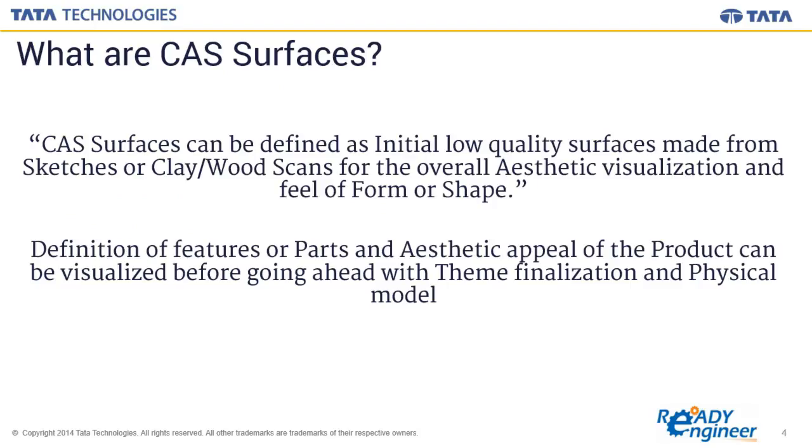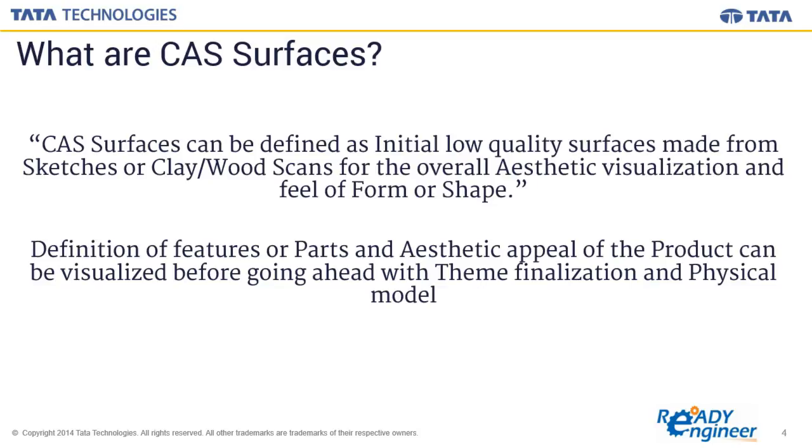Now, what are CAS surfaces? In my other sessions, I have talked about CAS surfaces and Class A surfaces a lot. Now we're going to see what exactly they mean and why they are important. CAS surfaces can be defined as initial low-quality surfaces made from sketches or clay or wood scans for overall aesthetic visualization and feel or form of a surface shape.